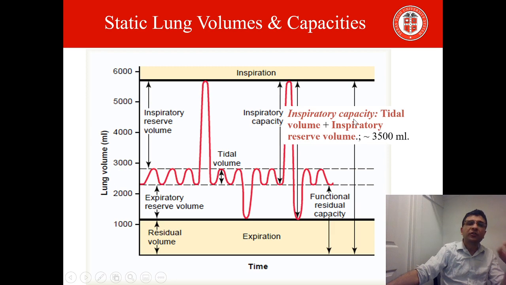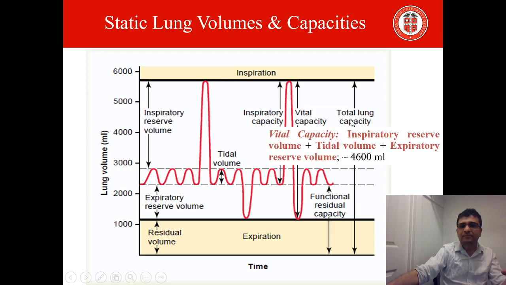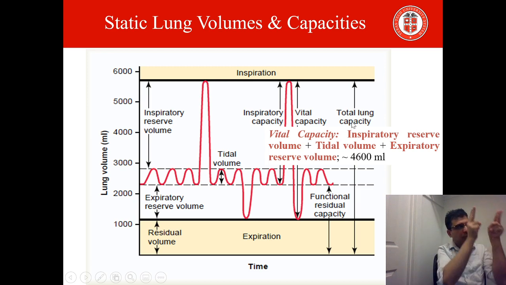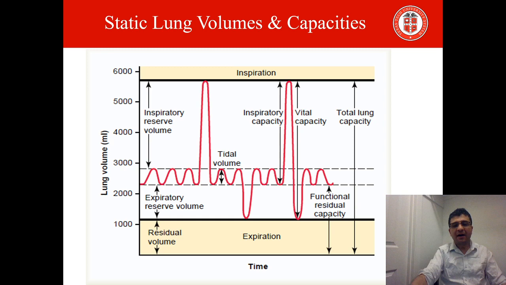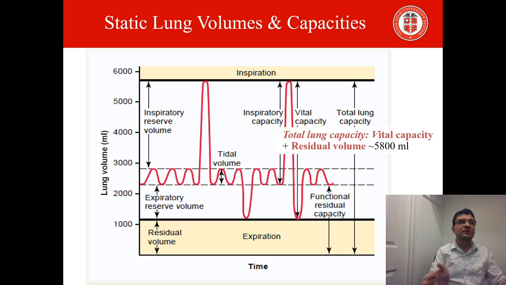We don't have expiratory capacity. Just remember, there is no expiratory capacity. There is vital capacity for sure. So if you add inspiratory reserve volume, tidal volume, expiratory reserve volume, these three will constitute vital capacity. And if you add the residual volume to this vital capacity, we have our final capacity, which is the TLC, or the total lung capacity.